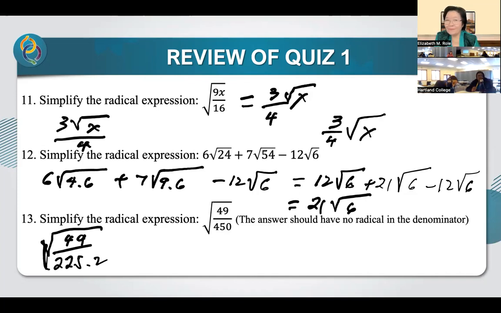I struggle finding squares. Yeah, me too. That's why I gave you those lists so that you can remember. Because 15 times 15 is 225.